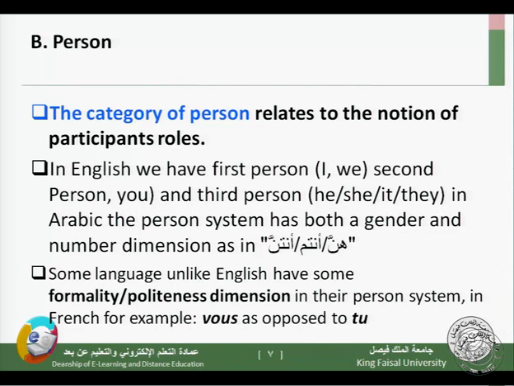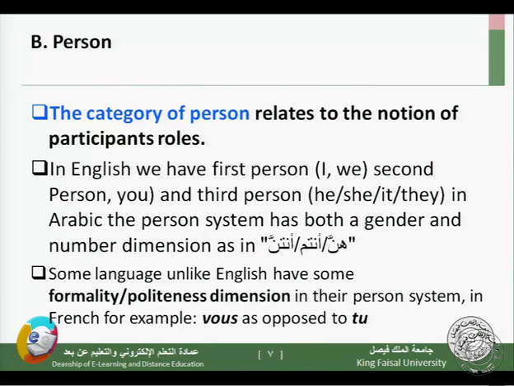In English, you is used for singular you and second plural you. In Arabic, look, antum, antunna. So in Arabic we have both the gender and the number. You need to think of this when it comes down to translation. Again, it's not only that.